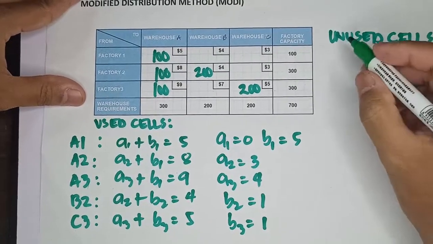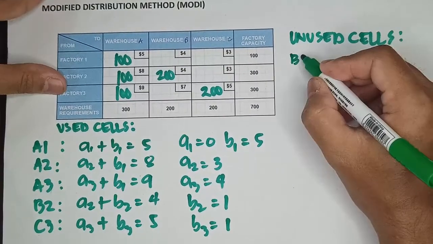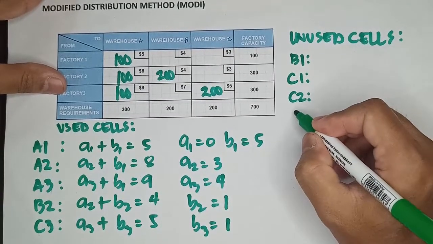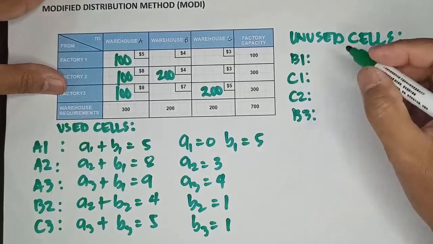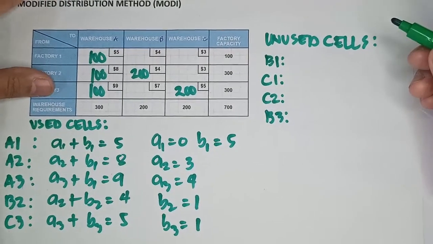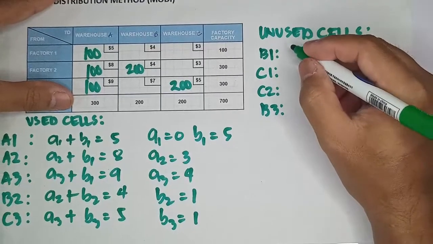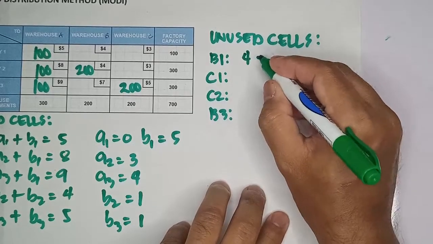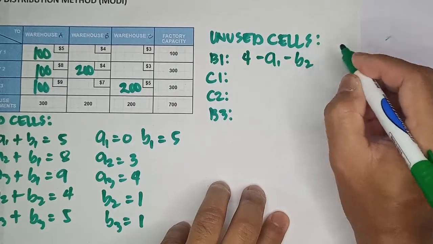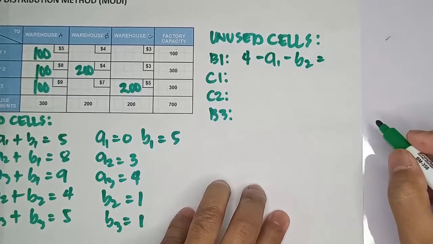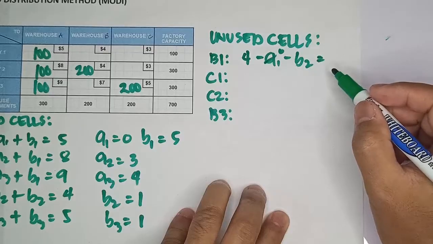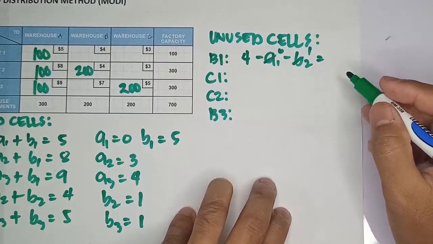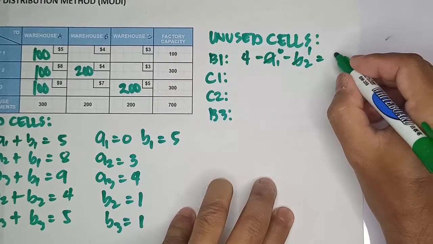The unused cells are B1, C1, C2, and B3. The equation for B1 is 4 minus A1 minus B2. And A1 is equal to 0, B2 is equal to 1. Therefore, the improvement index for B1 is equal to 3.